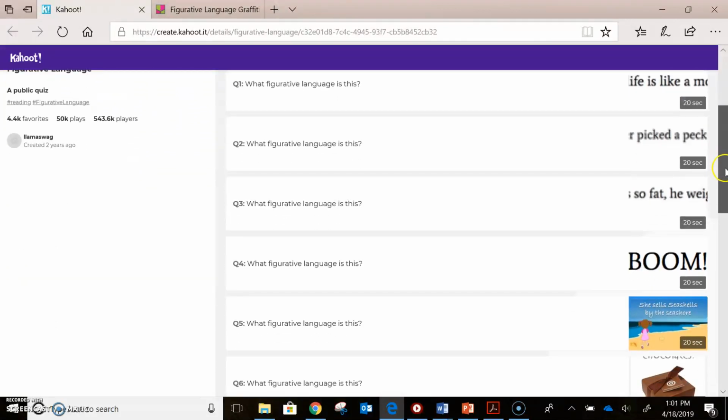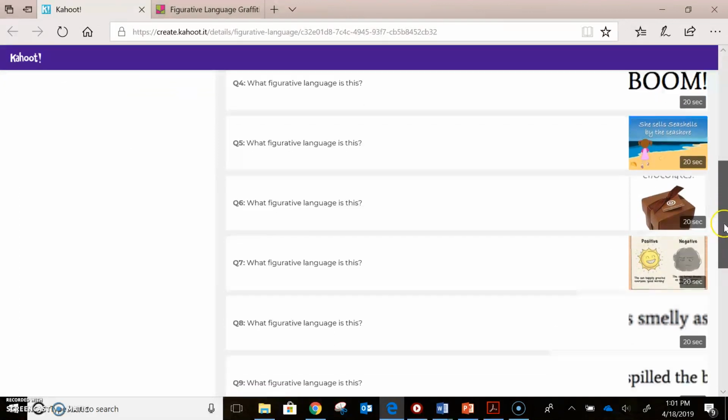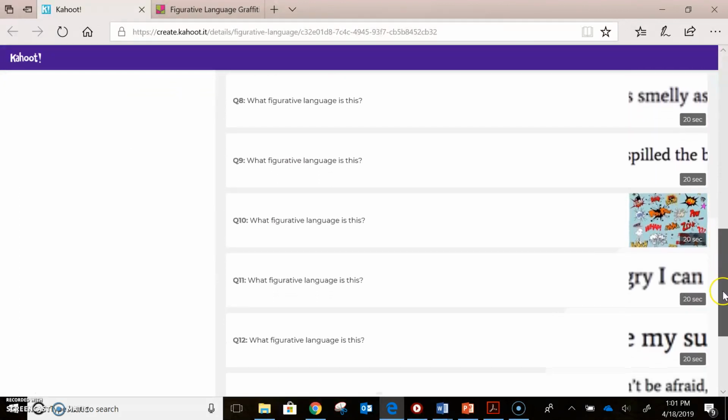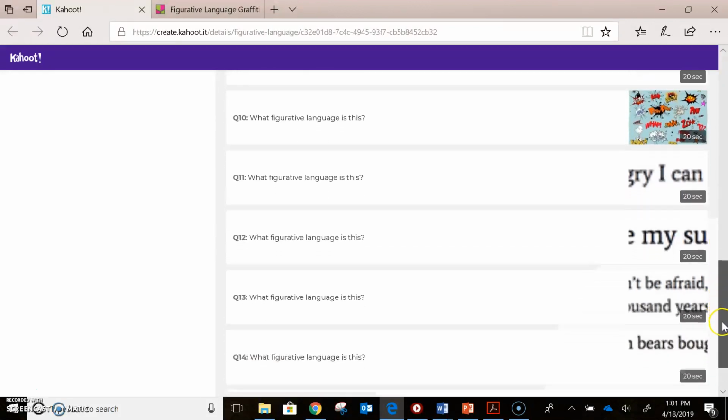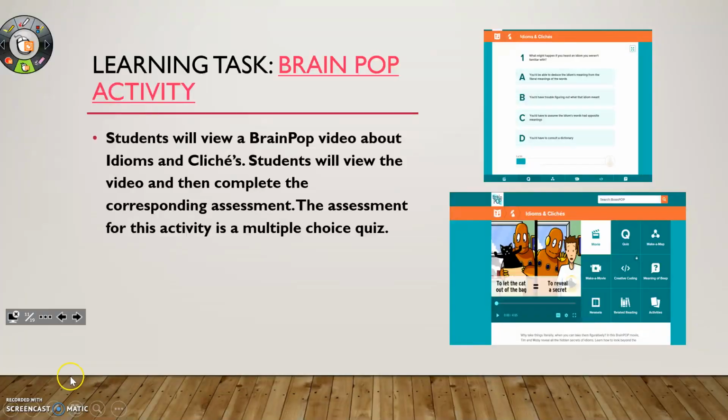With Kahoot, students were able to log into the game using their devices by typing in a code on the Kahoot website to access this particular game. The students then submitted their answers with their teams on their devices, and their answers were shown live in real time. The next learning task was a Brain Pop activity.